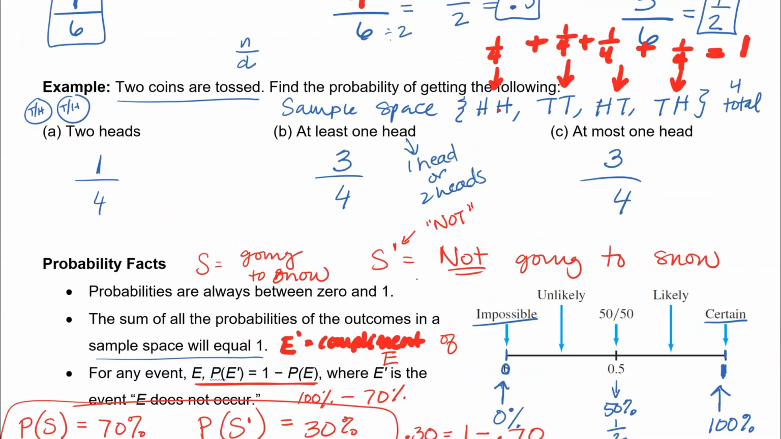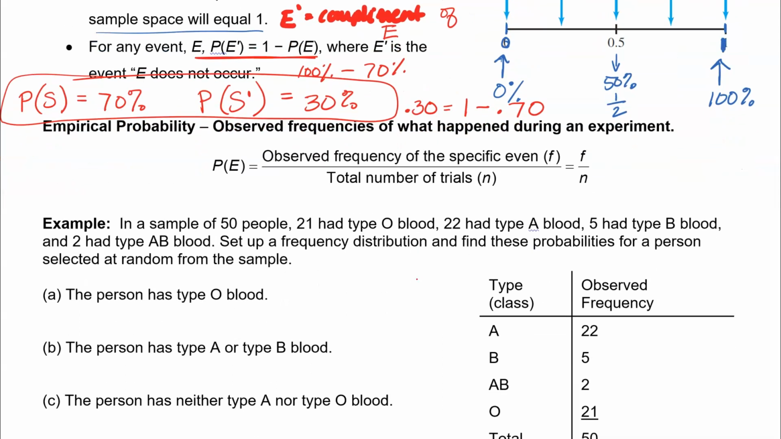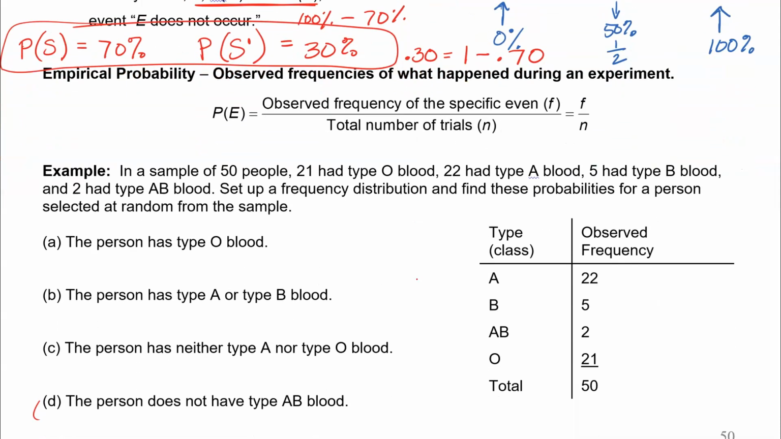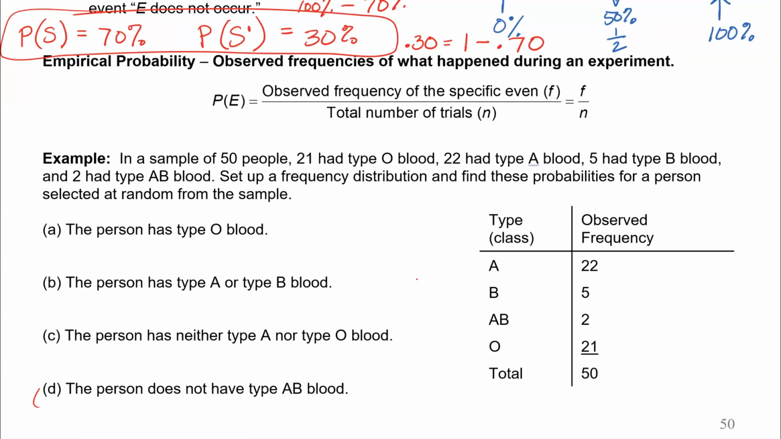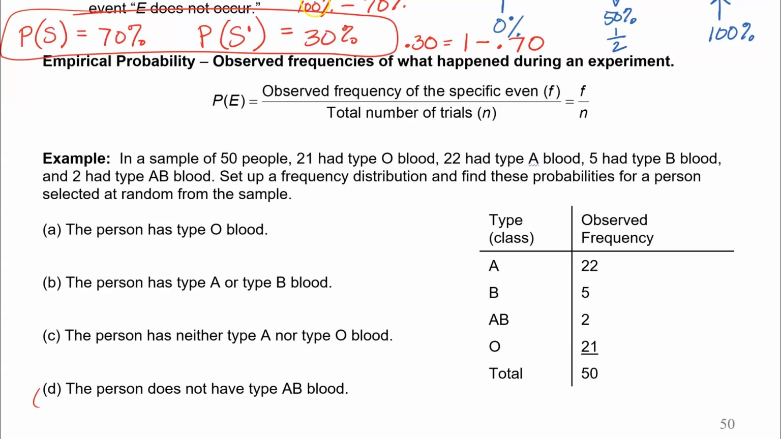So down here, when we're talking about empirical probability, that's the kind of probability that you find from an actual experiment that happened. So you use the results of the experiment, not the possibilities of what could happen. So this is an example. So this is an experiment.